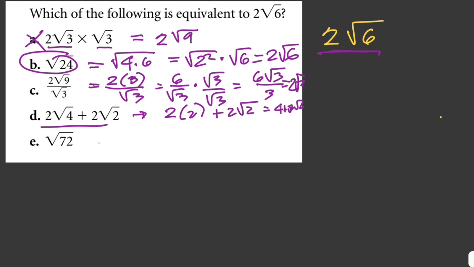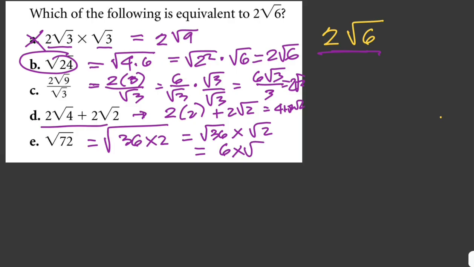And for letter E, square root of 72 can be written as 36 times 2. And 36 is a perfect square. So we can write this as square root of 36 times square root of 2. This would become 6 times square root of 2, or 6 square root of 2, which is not equal to 2 square root of 6. Therefore, the correct answer here is letter B, which is equivalent to 2 square root of 6.